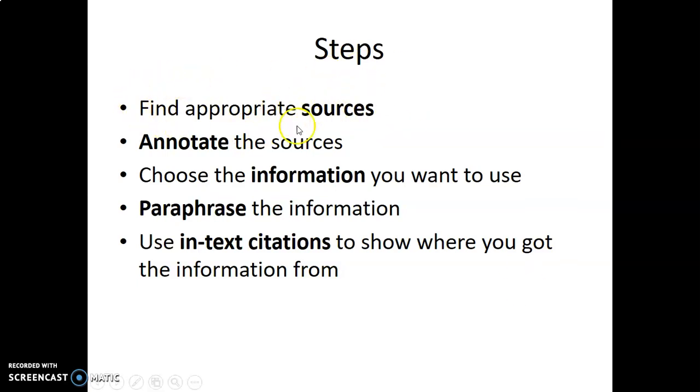First of all, you find appropriate sources, and we talked about it in the previous video, how to find sources, right? Then you annotate sources. I'll show in a moment how, if you don't know. Then you choose the information that you want to use in some parts of the report. And it's important that you paraphrase the information. You don't copy paste. All right. And then you use the in-text citations, that I'm going to describe how to do, to show which sources you used to write this or that part of the report.